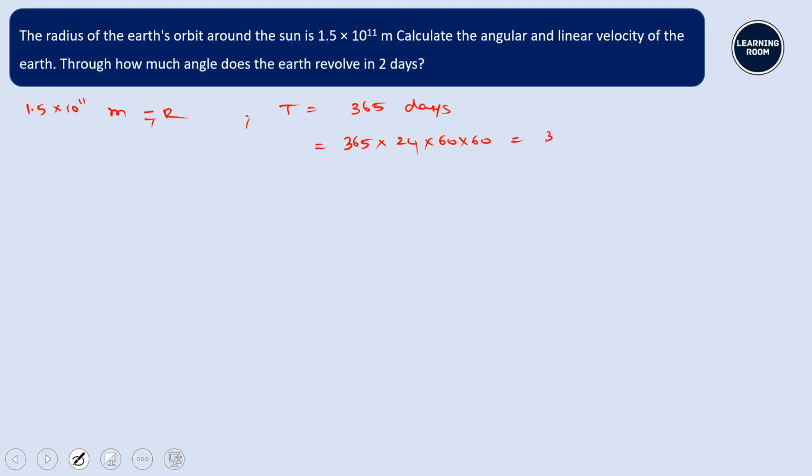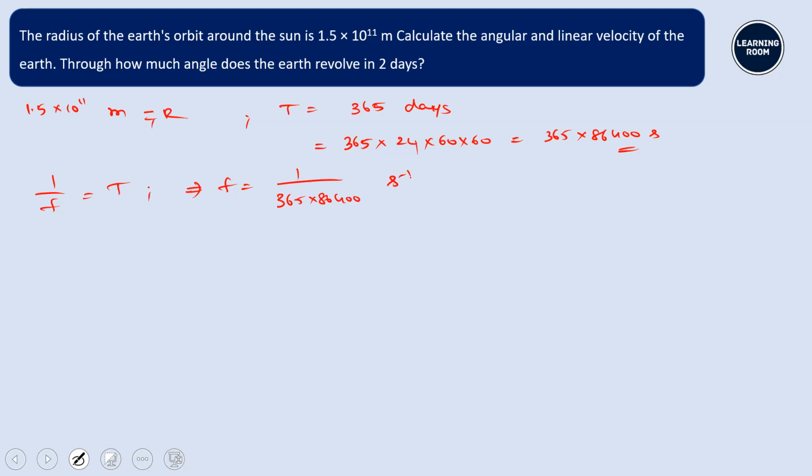That is a famous number. So 365 into 86,400 seconds is going to give you the time period. Since you know the time period, now it is easy for you to calculate the frequency. So 1 by frequency is the time period, which implies frequency is 1 divided by 365 into 86,400. Right? So these many second inverse.